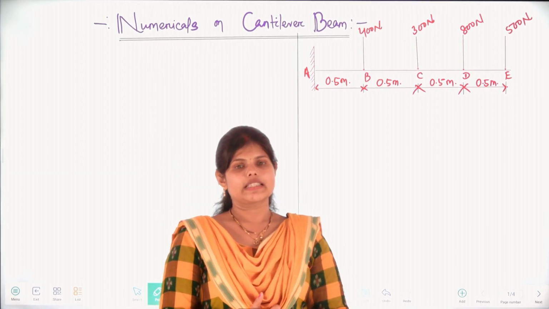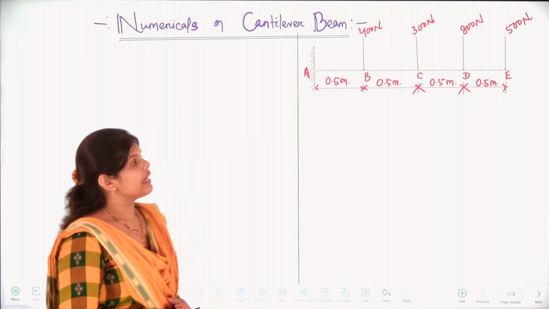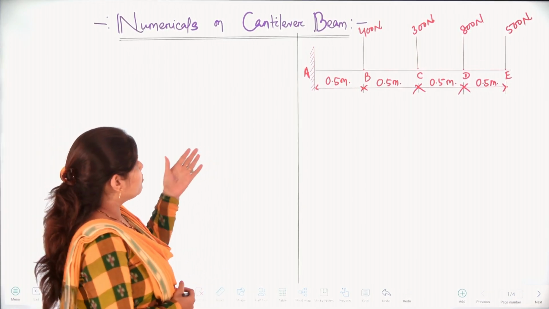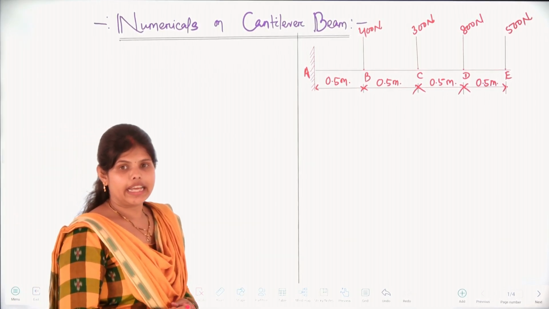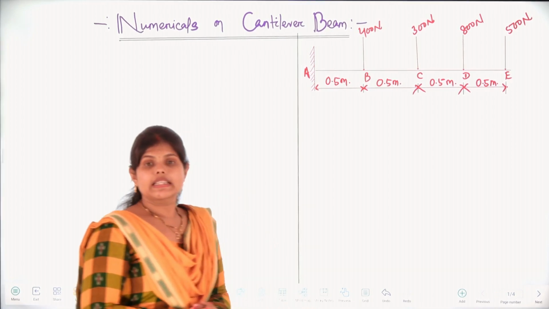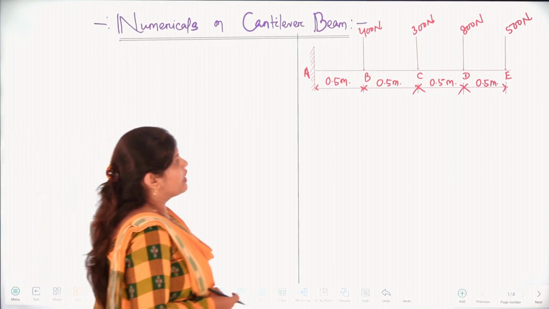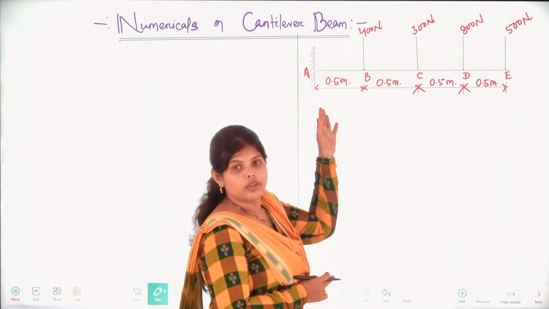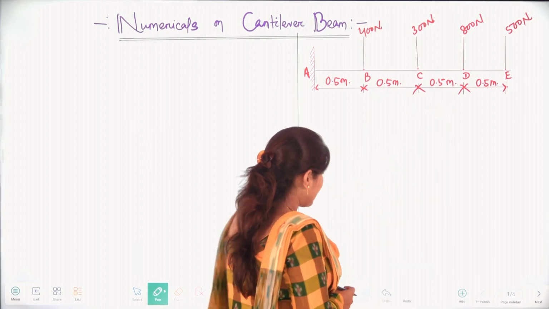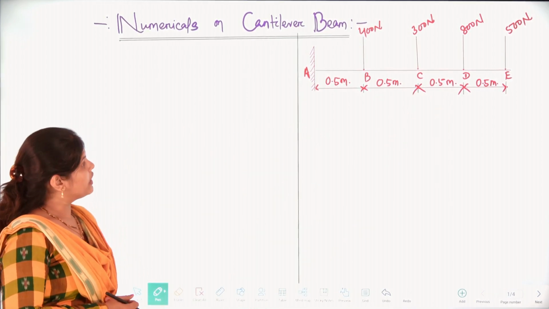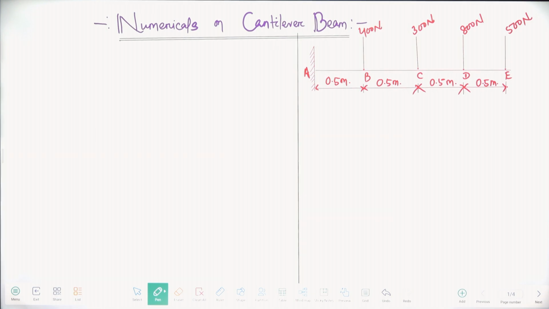In our previous classes, we have discussed if we apply point load or UDL or UVL in case of cantilever beam, what will be the solution for shear force and bending moment and what will be the diagrams. So in this class, we will solve one numerical, in which we have 4 point loads in case of cantilever beam. Here we named it as A, B, C, D, E and here we will calculate the shear force and bending moment. So let's start.